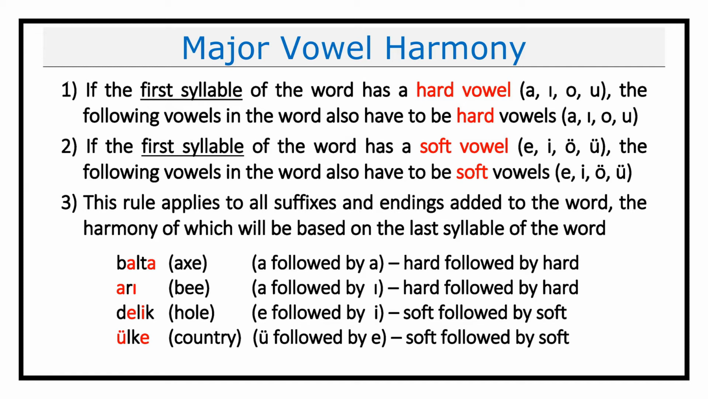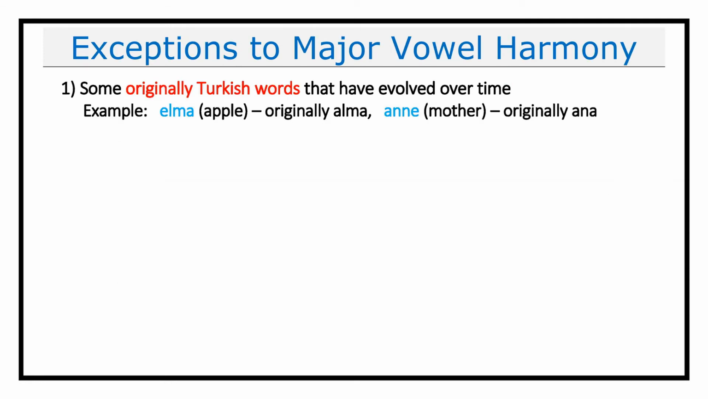Let's see the cases in which there are exceptions. The first possible case where there will be exception is the original Turkish words that have evolved over time and took a shape in which the rule is violated. Look at the word elma, for example. Elma originally was alma, but over centuries has evolved into elma, which violates the major vowel harmony. Same is valid for anne, which was originally ana in Old Turkish, but today violates the major vowel harmony.